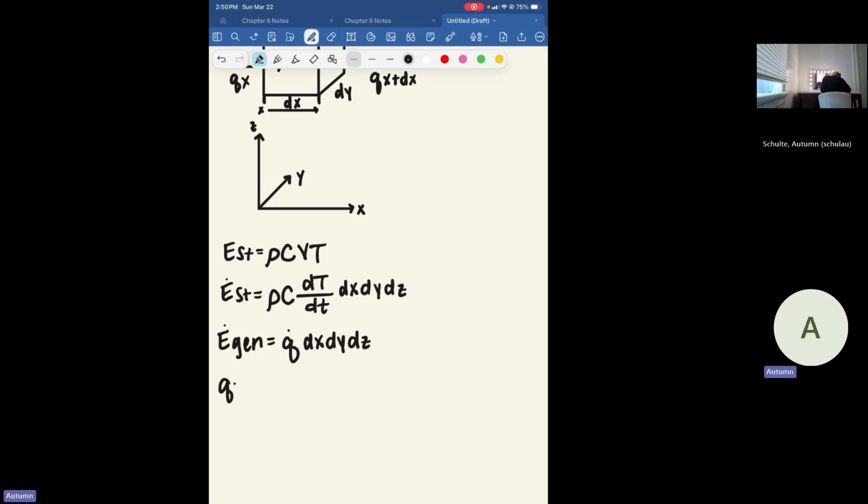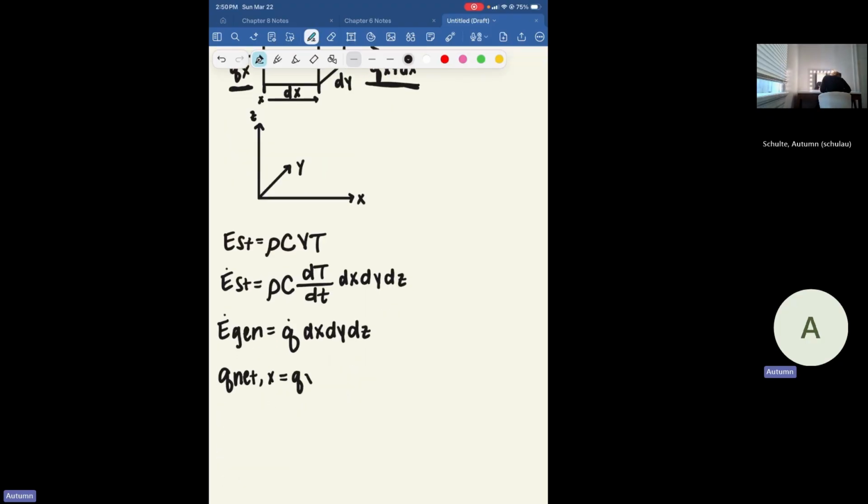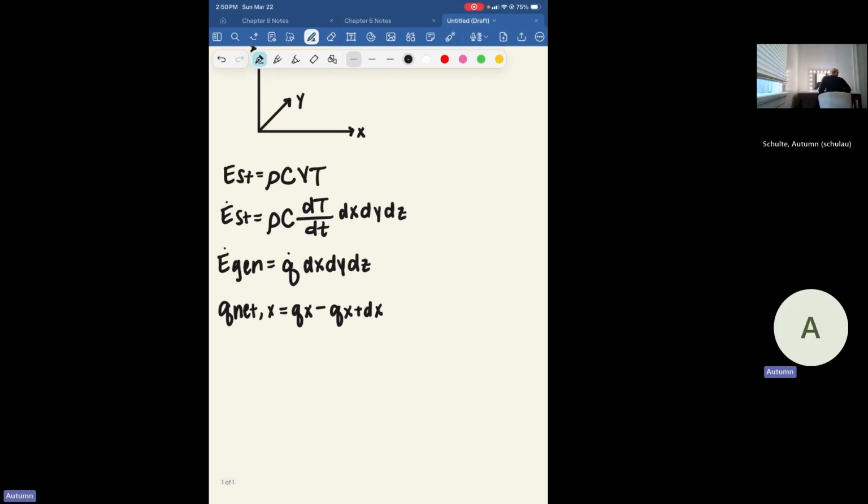So our net heat flow in just the x direction is going to be the heat entering minus the heat leaving. So we're going to have qx minus qx plus dx, the heat flow at our later position. Qx plus dx can be represented using Taylor series approximations. So this is approximately the heat flow at our position x plus the derivative of the heat flow at that point with respect to x multiplied by how far we went, dx.